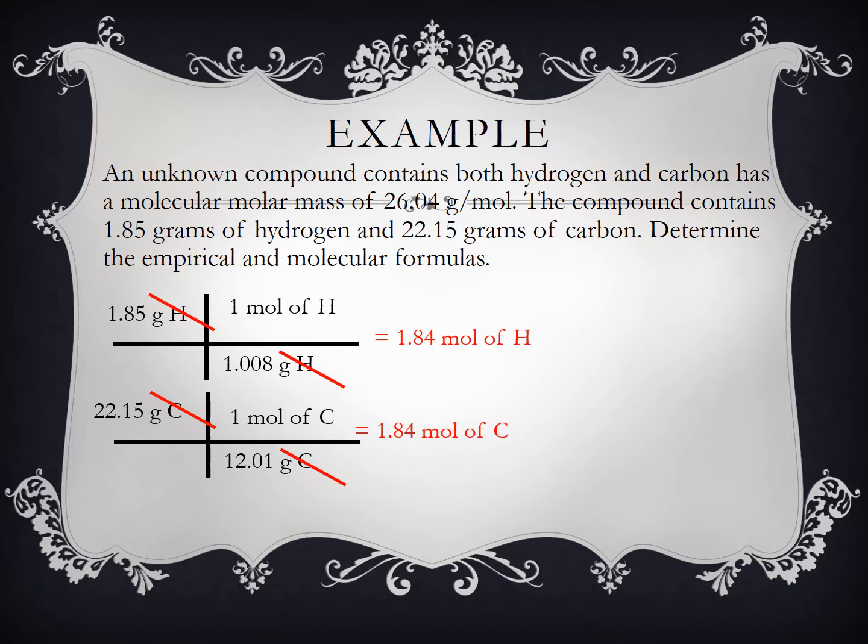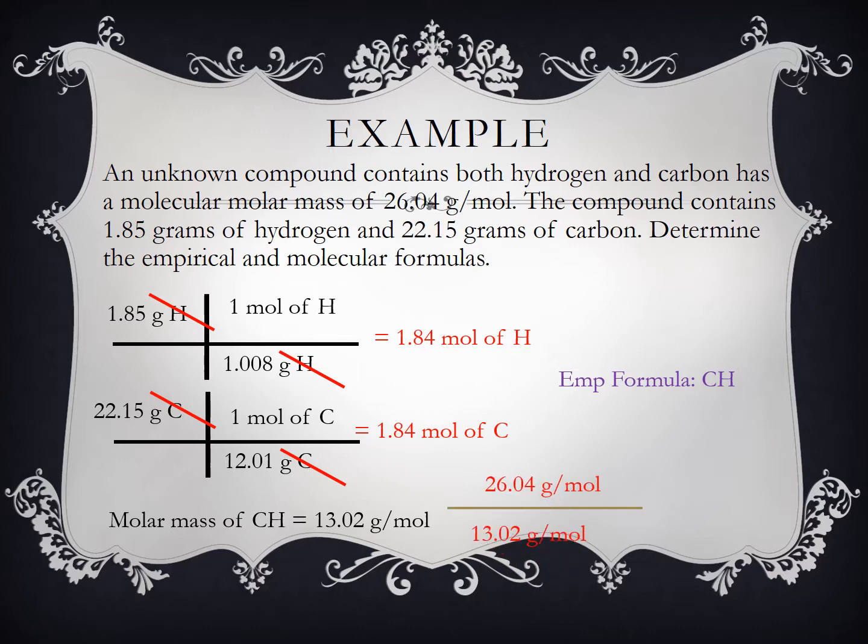So it's the same value. So the ratio is a 1-to-1 ratio. So the empirical is CH. Okay. So from the empirical, we can get the molar mass to be 13 grams. Again, you can see, simple math, that 13 times 2 gives us 26. So the ratio between 26 and 13 is 2 to 1. So we need twice as much CH. So the formula would be C2H2.